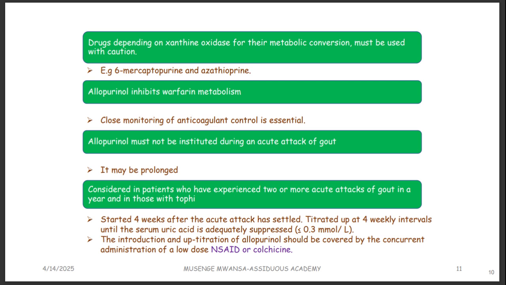So after 4 weeks post the last attack, you start giving the drug. You start with a small dose and then you'll be increasing and increasing. The introduction and up-titration of allopurinol should be covered by the concurrent administration of low dose NSAID or colchicine. Okay, you'll be giving this NSAID together with the allopurinol as you increase the doses.